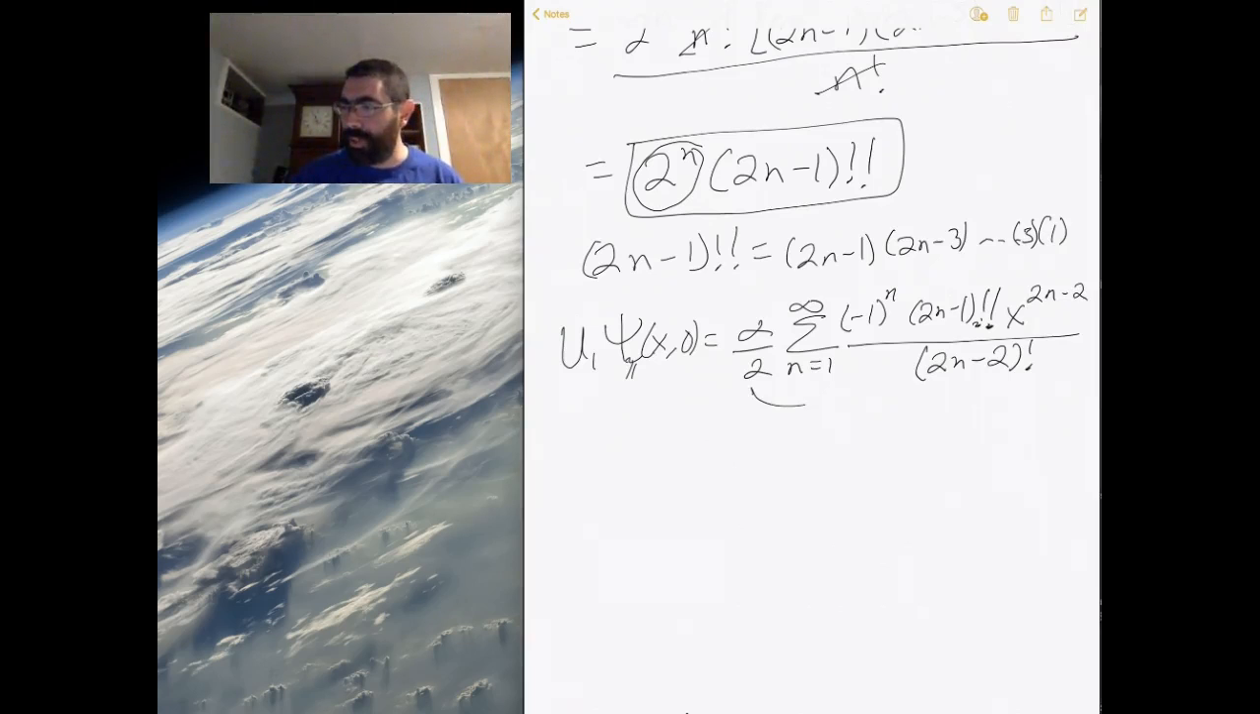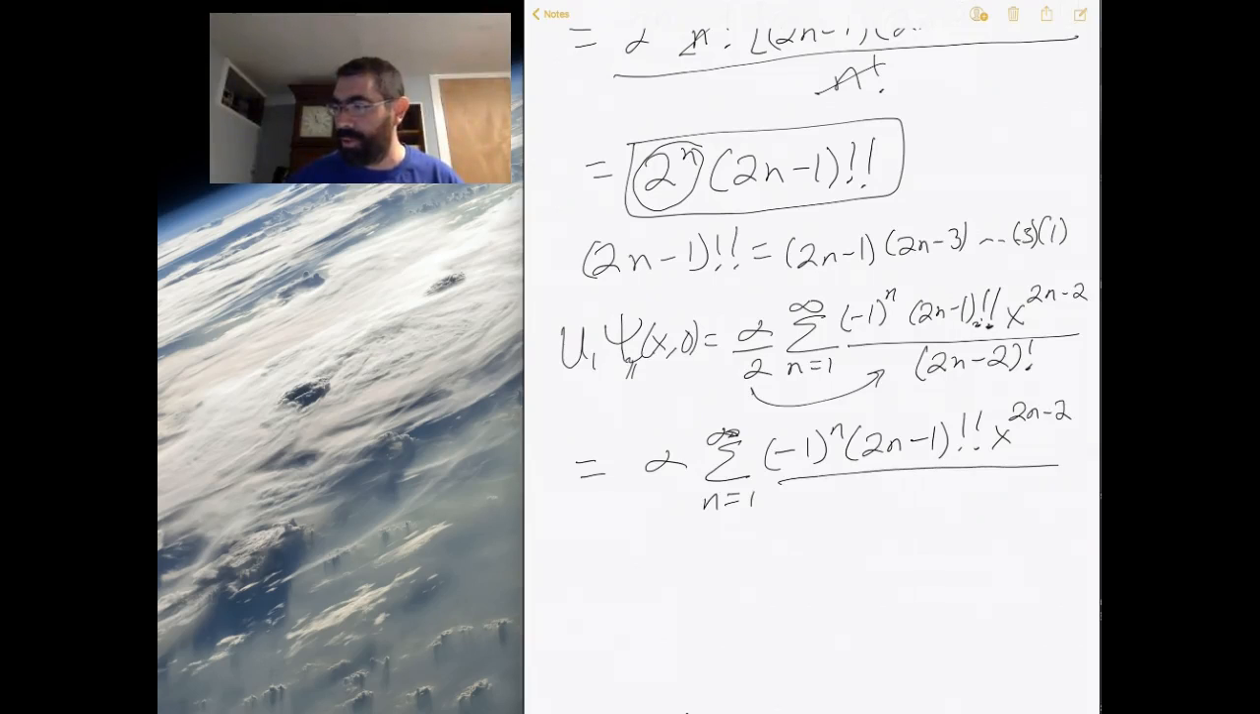So I can pull this 2 inside, and I reduce it even further as alpha times the sum n equals 1 to infinity of minus 1 to the n power, 2n minus 1 double factorial, x to the 2n minus 2 power, over 2 times 2n minus 2 factorial. Okay, so we've reduced it now a little further.